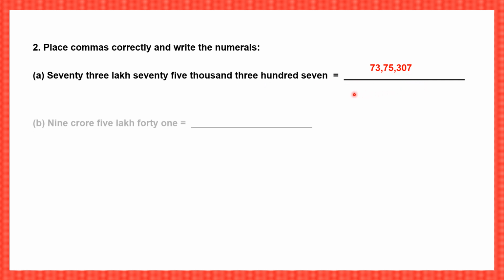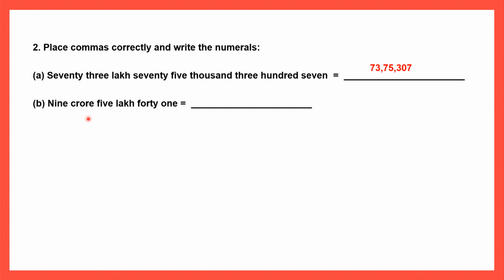307. Next one. 9 crore 5 lakh 41. Let's write it down. So that's 9 crore 5 lakh. We don't have thousands and we don't have hundreds. We straight away have 41. That's why the zeros have been put. Okay, so this is 9 crore 5 lakh. The 10 lakh place is 0. We don't have thousands. We don't have hundreds. 41.